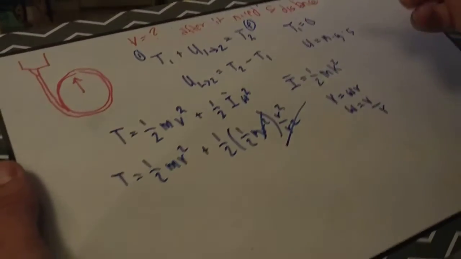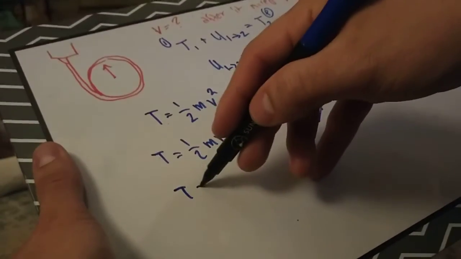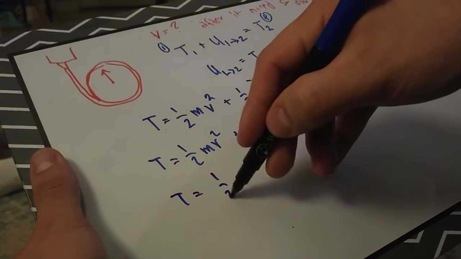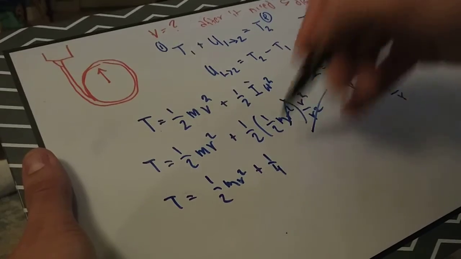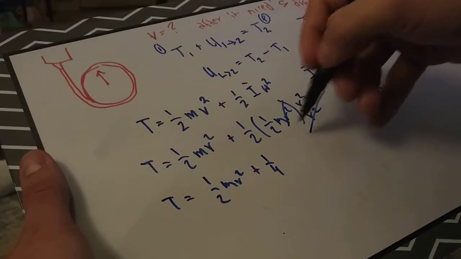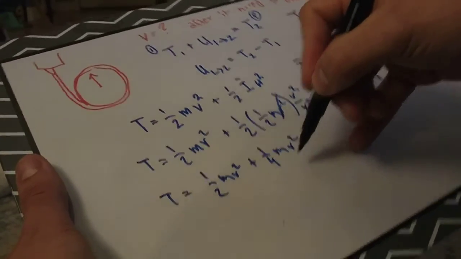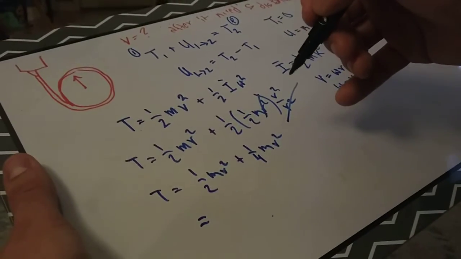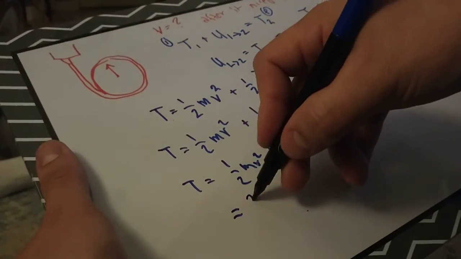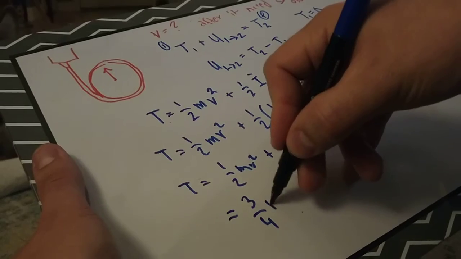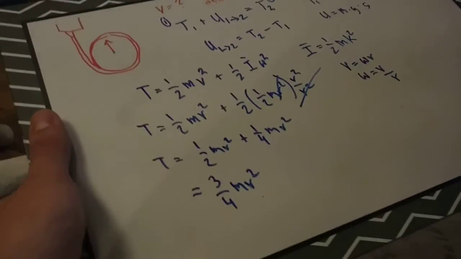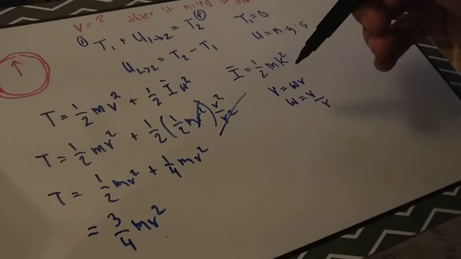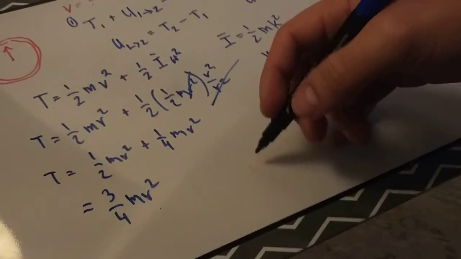And that cancels out, so we're going to have T is equal to 1/2 mass times velocity squared plus 1/4, half times a half, mass times velocity squared. We add them all up, and that is 3/4 mass velocity squared. Seems legit. Yeah, I'm not doubting that at all.